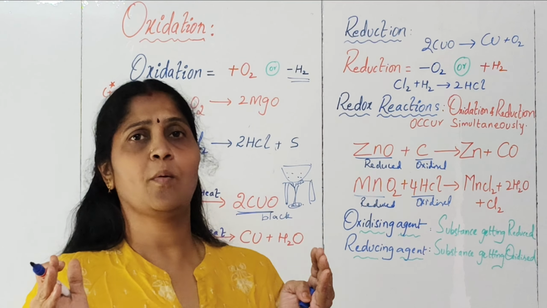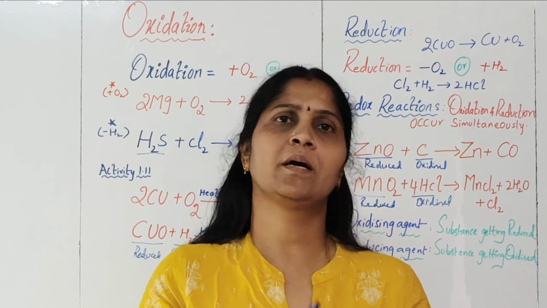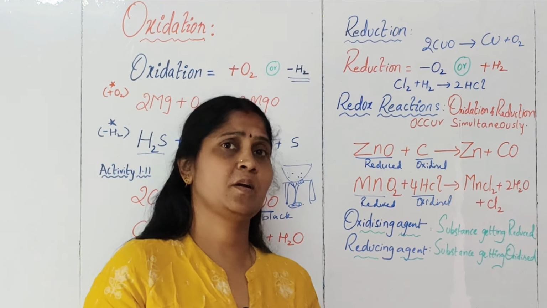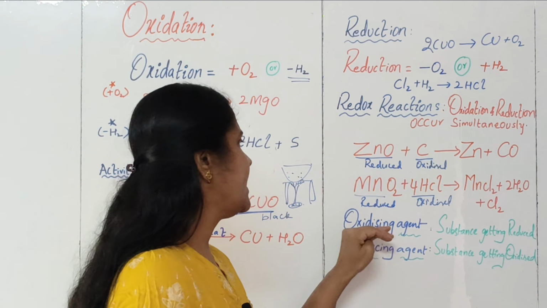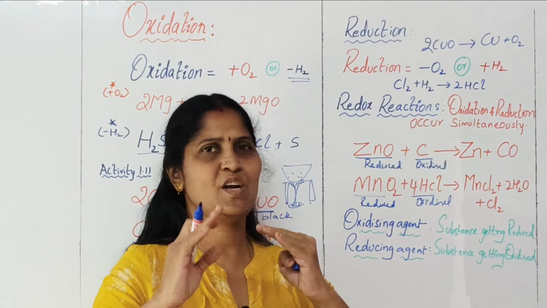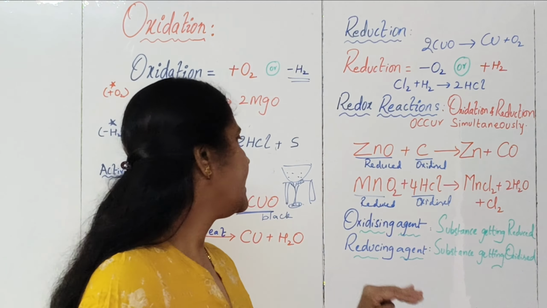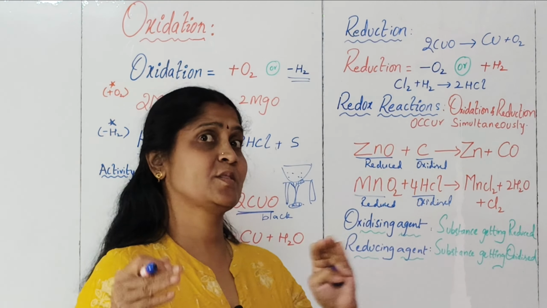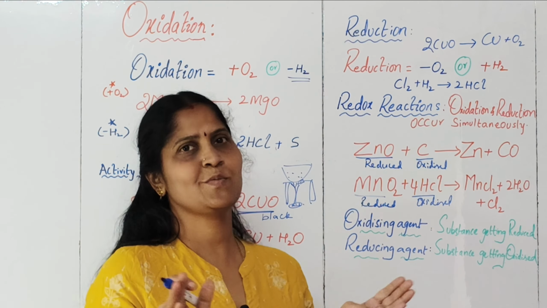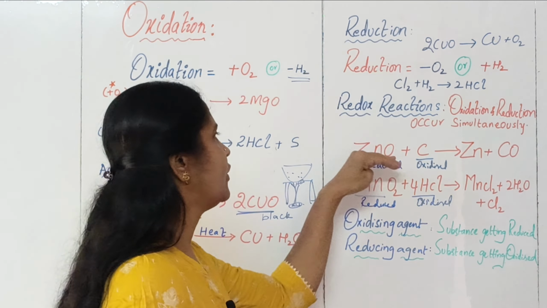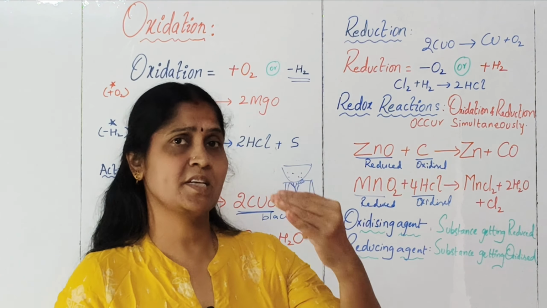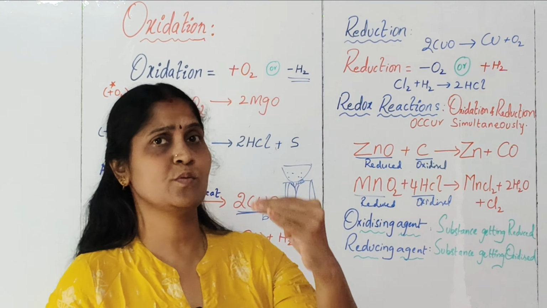In this particular topic you have to remember two important terms which will be asked in your exams: what is an oxidizing agent and what is a reducing agent. So what is an oxidizing agent? The substance which is getting reduced is called the oxidizing agent, and the substance which is getting oxidized is called the reducing agent. I know, okay, it is creating some confusion, but it is very easy to remember. So let us go through a redox reaction and try to understand what will be the oxidizing agent and what is the reducing agent.